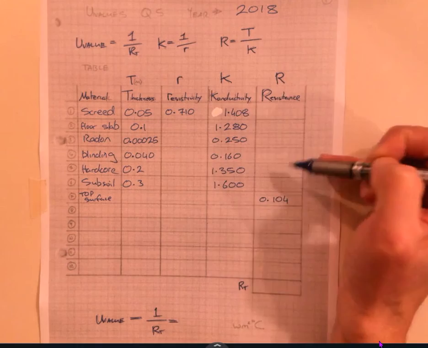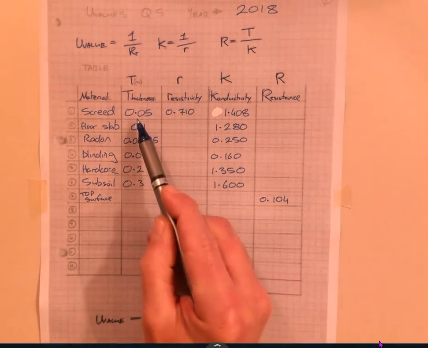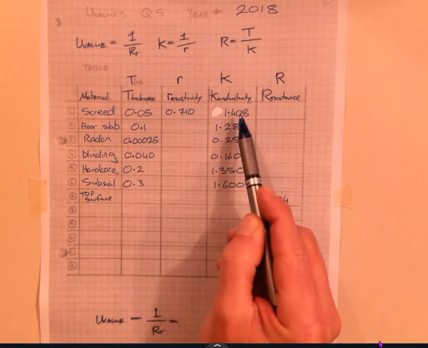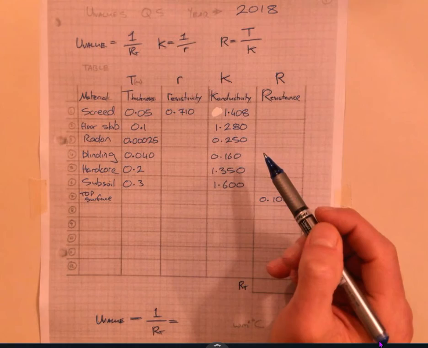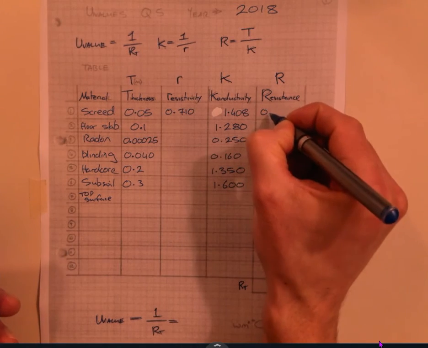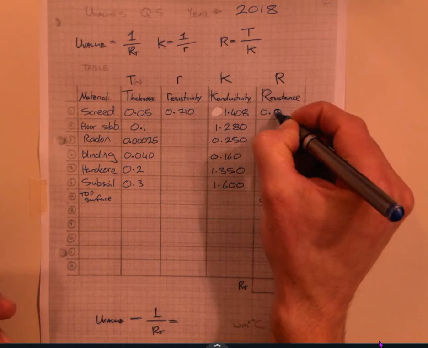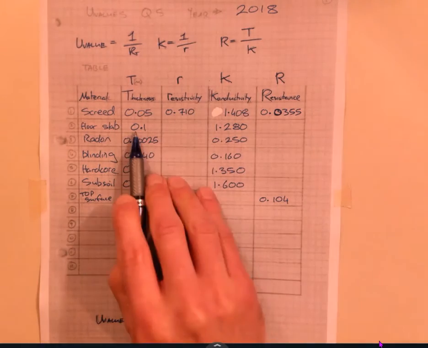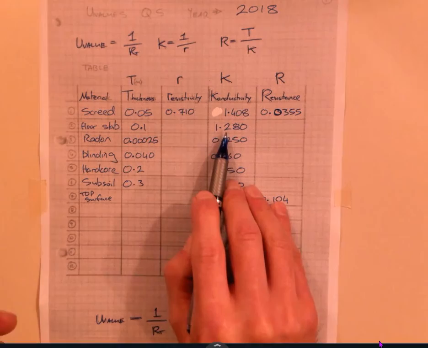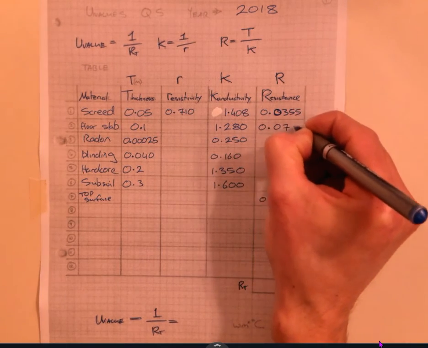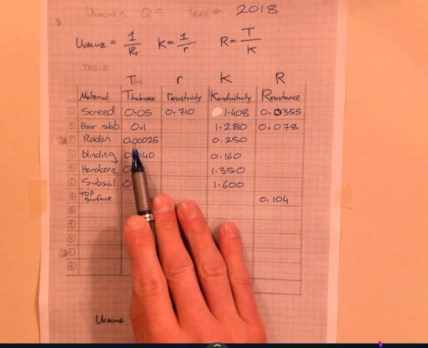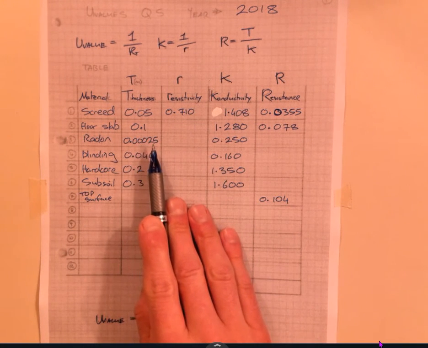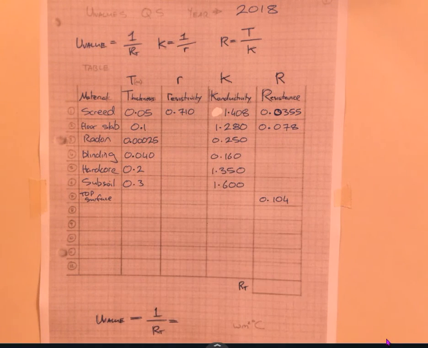Now I need to work out my resistances. Each resistance, we said, is thickness divided by conductivity. So my first one is going to be 0.05 divided by 1.408 equals 0.0355. Second one, 0.1 divided by 1.280 equals 0.078. All the rest are going to be the same. So radon 0.00025 divided by 0.250, and so on.